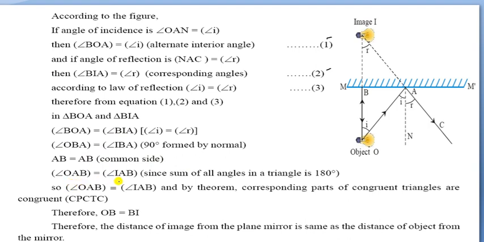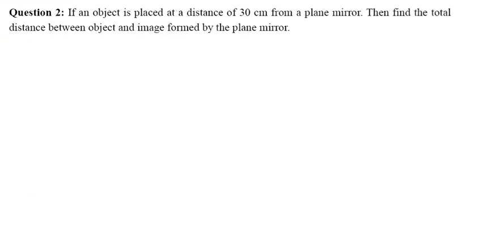So angle OAB is equal to IAB, since the sum of all the angles of a triangle is 180 degrees. So angle OAB is equal to angle IAB, and by the theorem, corresponding parts of congruent triangles are congruent. So CPCT. Therefore OB is equal to BI. Therefore the distance of the image from the plane mirror is the same as the distance of the object from the mirror. So it is a very important question. So you can prove it this way.